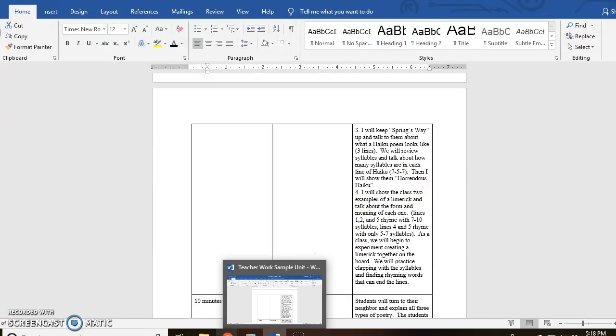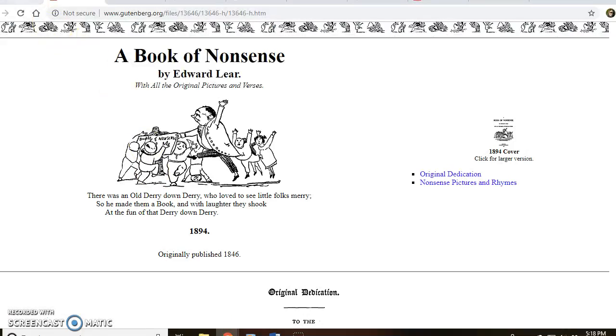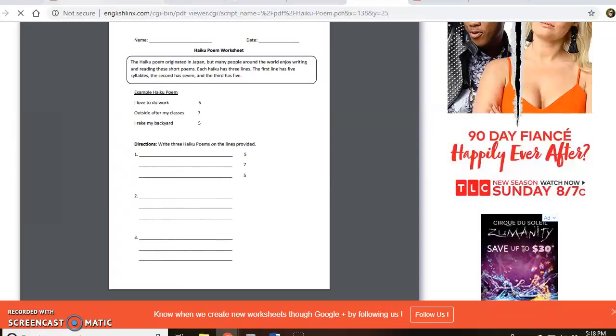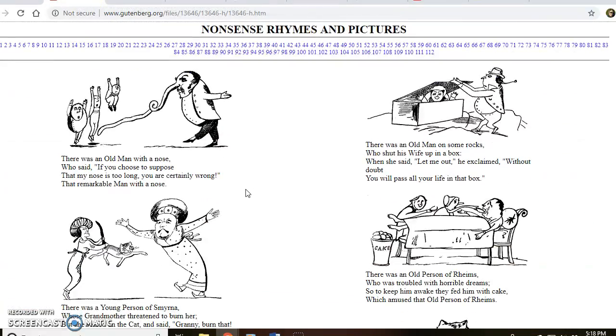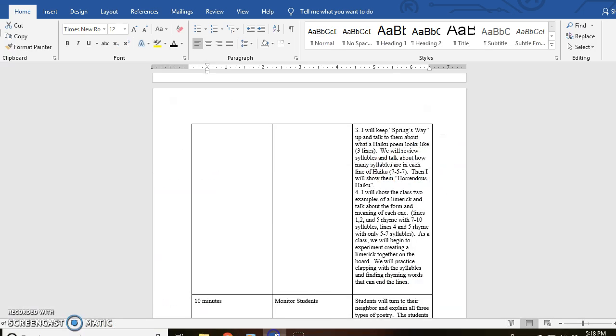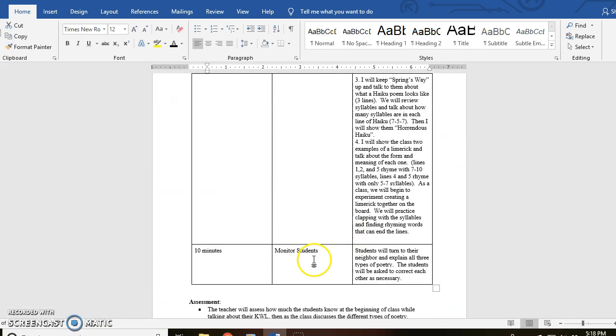So I have this example, and then I also have several examples on here. So there's lots and lots of examples. So we talk about some of those. Okay, so then at the end of class, we would have this. We would practice clapping with the syllables, so they understood what the syllables needed to sound like in the haiku and the limerick.